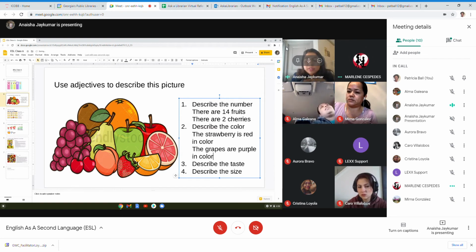So, just grammatically, when we talk about grammar, the correct way to say it is purple in color. That's just a more correct way to say it: the grapes are purple in color.